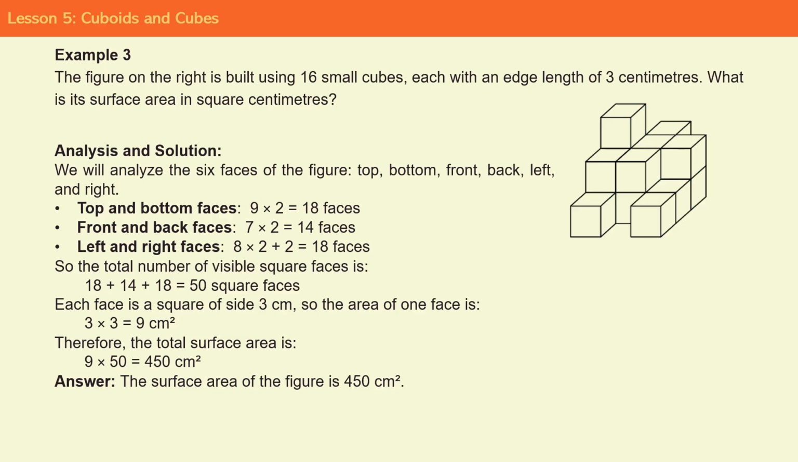So the total number of visible square faces is 18 plus 14 plus 18 equals 50 square faces. Each face is a square of side 3 centimeters. So the area of one face is 3 times 3 equals 9 square centimeters. Therefore, the total surface area is 9 times 50 equals 450 square centimeters.